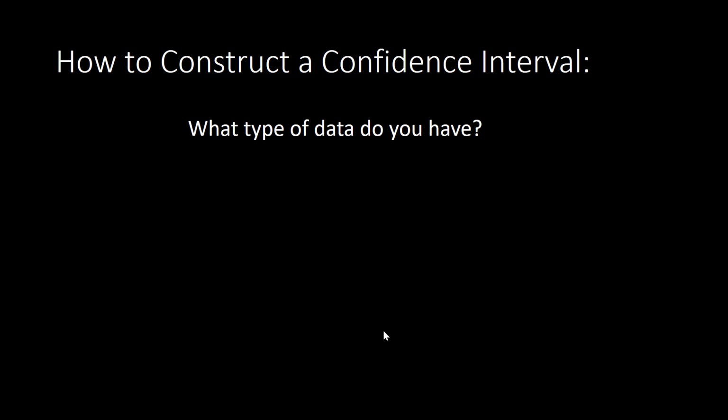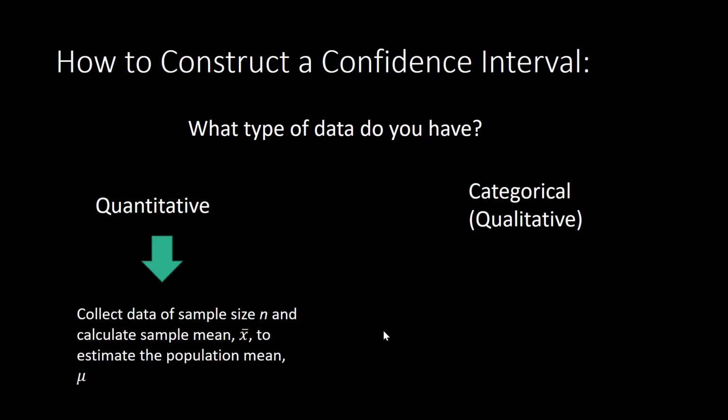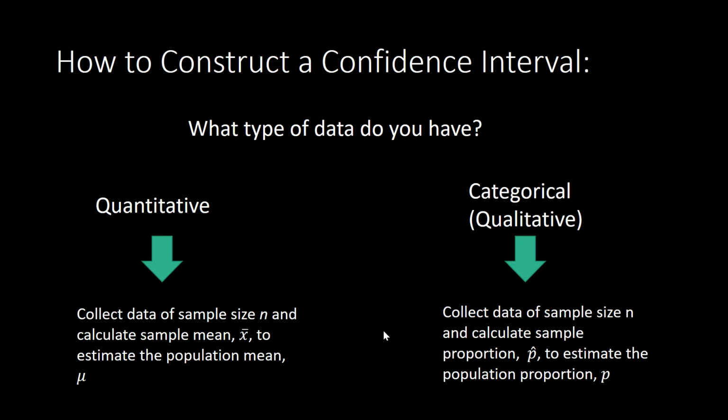So the first thing we have to do if we're going to construct a confidence interval is decide what type of data we're working with. The two types of data are quantitative and categorical or qualitative. If we're working with quantitative data, we will collect data of sample size n and calculate the sample mean x bar in order to estimate our population mean mu. If we're working with categorical or qualitative data, again, we will also collect data of sample size n, but this time, instead of calculating the sample mean x bar, we will calculate the sample proportion p hat in order to estimate the population proportion p.